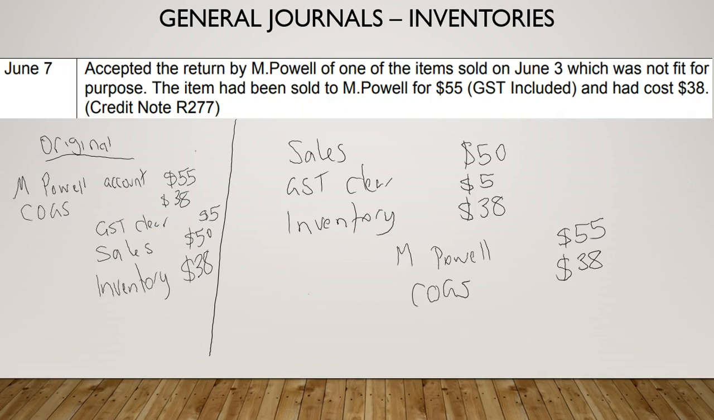Okay, now that to me is a million times easier than trying to figure out, well, sales was originally a credit, now it's a debit, where does the GST go? What is M. Powell's account doing? Okay, so if you write out the original transaction, then flip it, and make sure at the end all your debits are equal to all your credits, because if they're not, you're going to have problems with it.